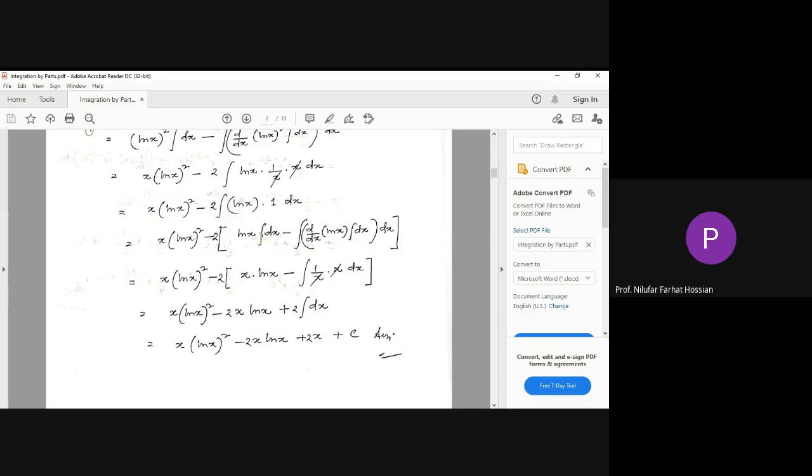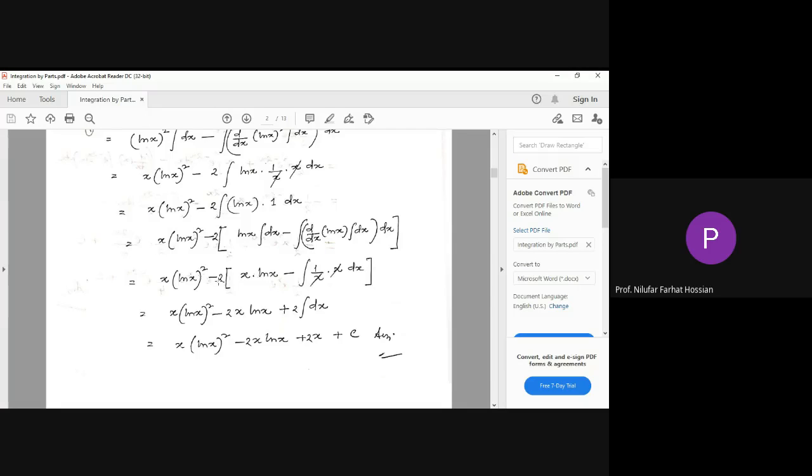So first function into integration of second function minus whole integration d dx of first function into integration of second function. So integration of dx gives you x, so x into ln x minus d dx of ln x. It is simply ln x, so it will give you directly 1 over x. And from the integration of this dx, it will give you x. So x cancels out, there remains only just integration of dx, which will give you x.